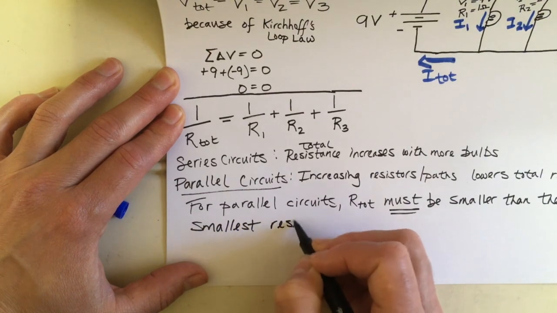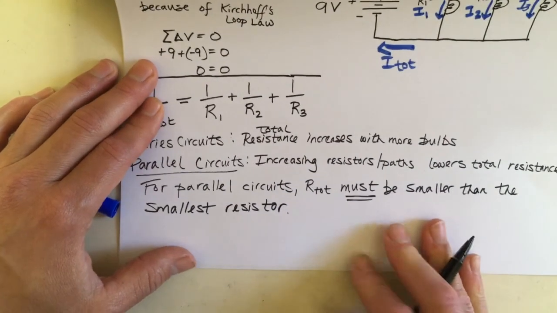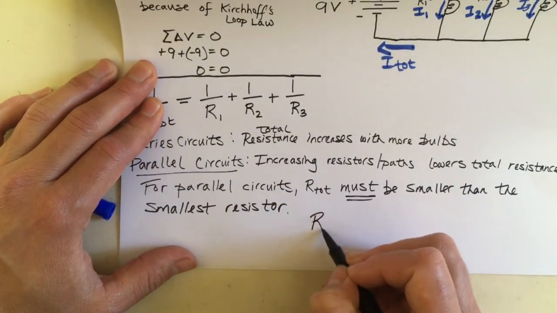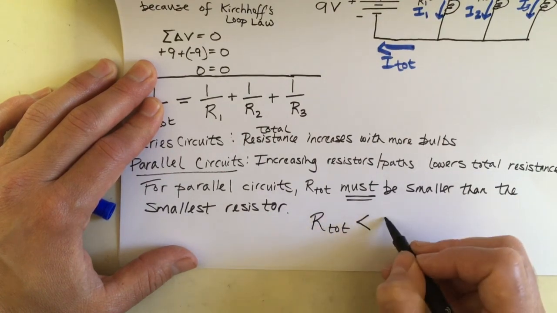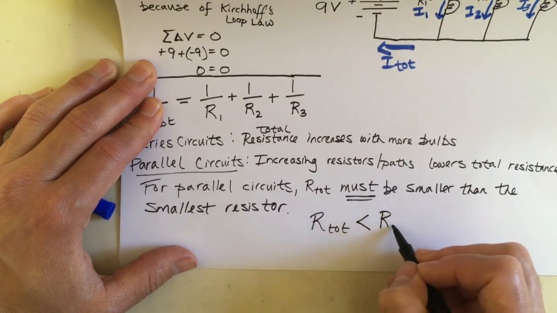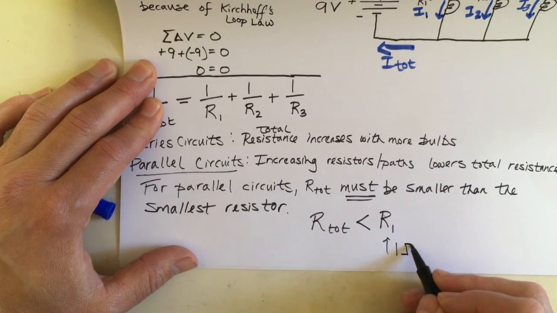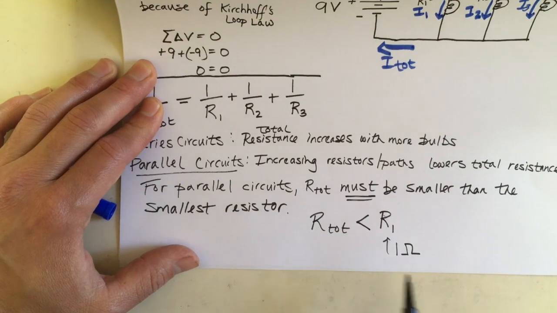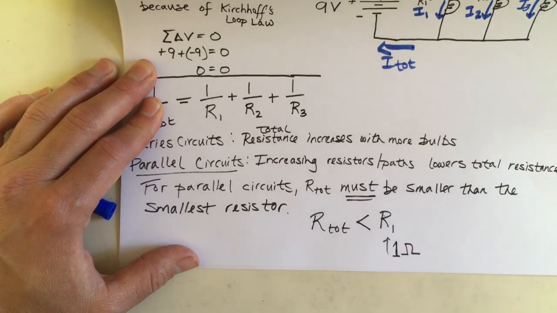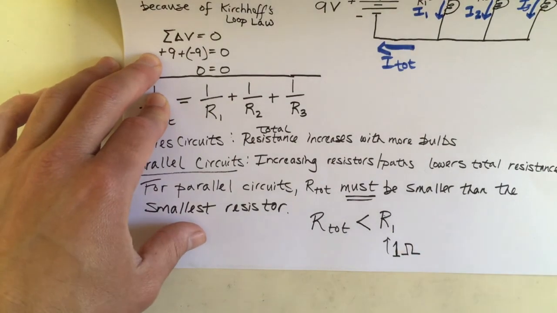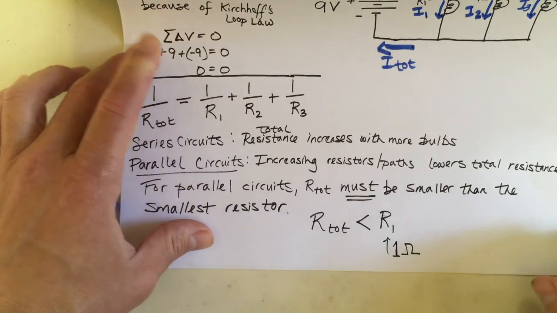So we can say right now, and be correct for our circuit, that R total must be less than R1, which is 1 ohm. Now we haven't calculated R total, but we know that this is the case. This is 1 ohm. Okay. All right, I think that's about all I wanted to say there.